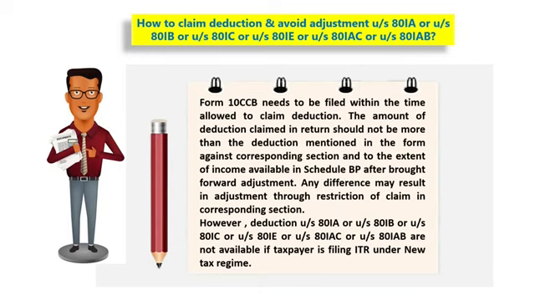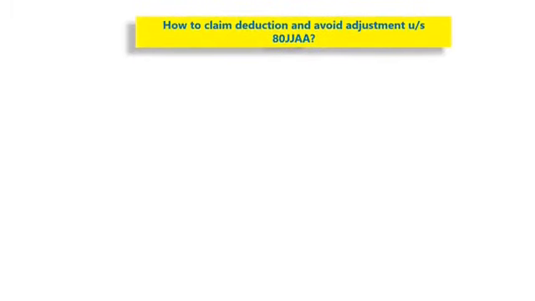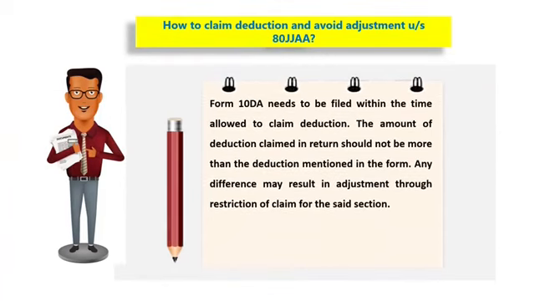However, please note, deduction under Section 80IA, 80IB, 80IC, 80IE, 80IAC and 80IAB are not available for taxpayers who are paying their taxes in the new tax regime. For taxpayers who are claiming deduction under Section 80JJAA, if they wish to avoid any adjustments, please note that you should file Form 10DA within the time allowed to claim the deduction. The amount of deduction claimed in the return should not be more than the deduction mentioned in the form. Any difference may result in adjustment through restriction of claim for the said section.